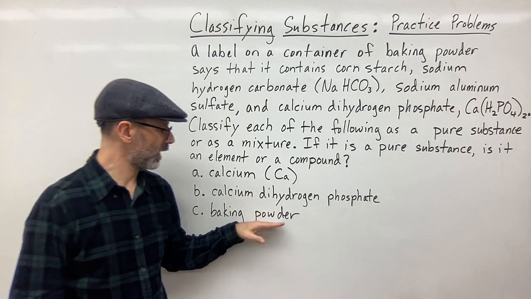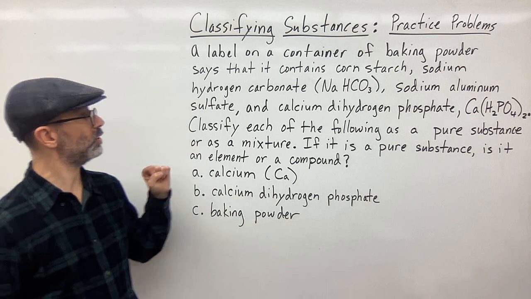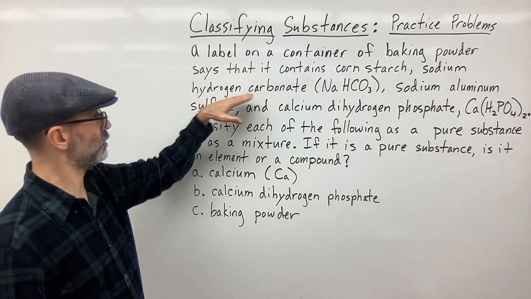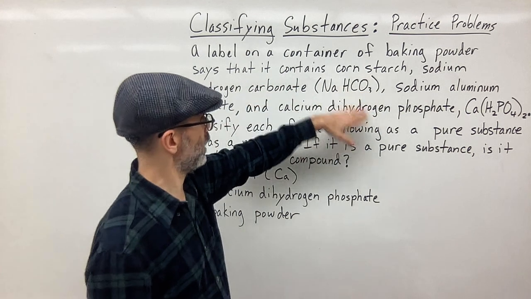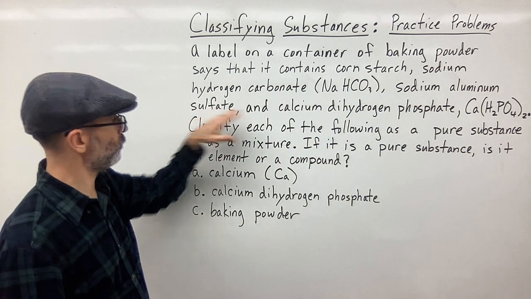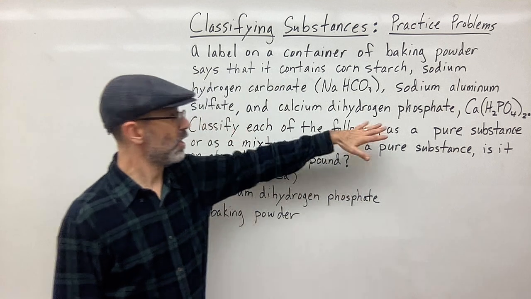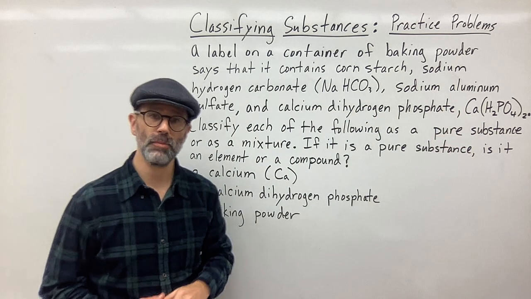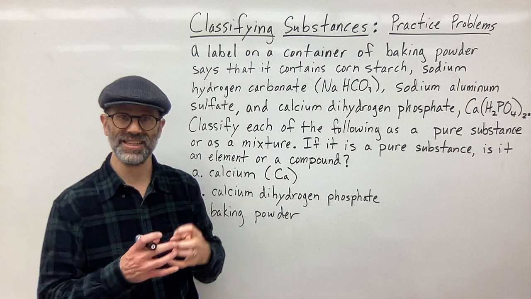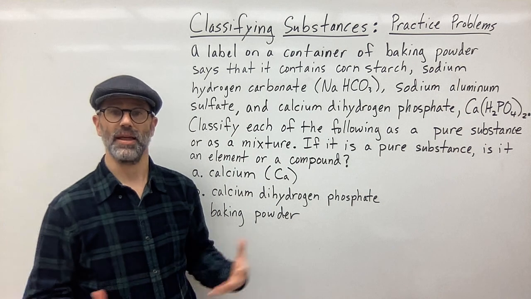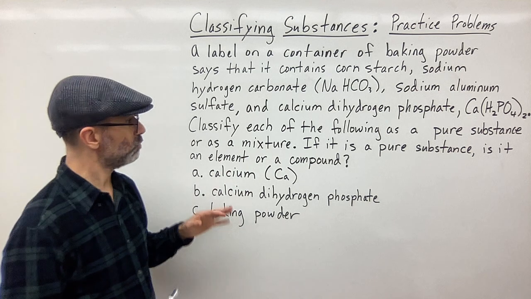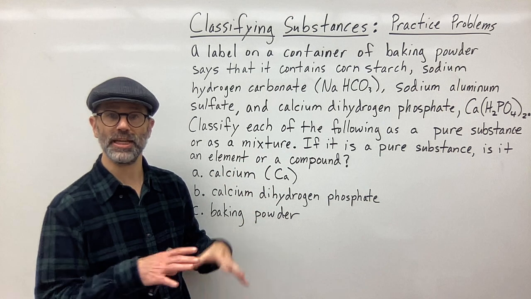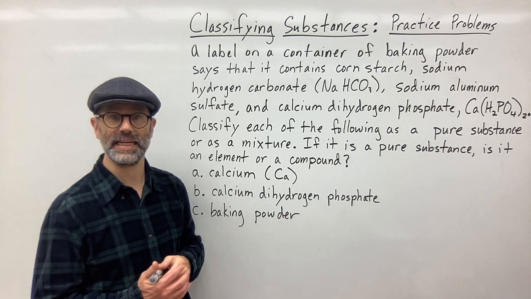And then finally, baking powder. Baking powder, we're told, contains cornstarch, sodium hydrogen carbonate, this formula here, sodium aluminum sulfate, and calcium dihydrogen phosphate. So we already identified these as compounds. So if your baking powder is made up of all of these different compounds, then that's going to be a mixture.